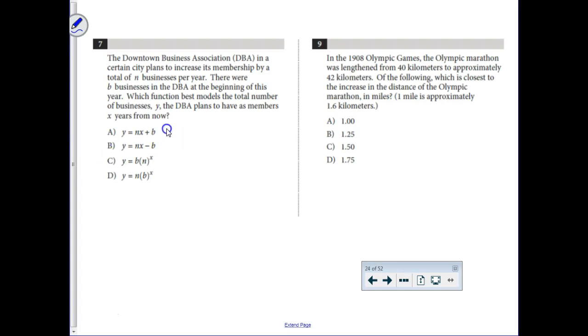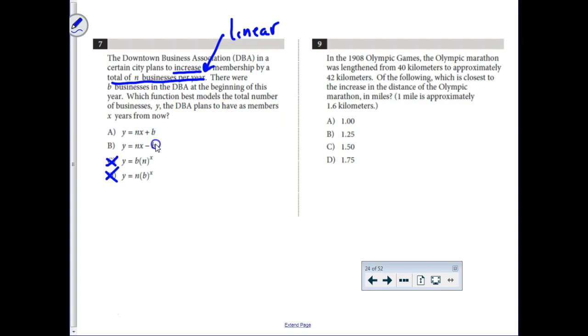All right, we have linear, linear, exponential, exponential. So I guess we need to figure out whether this is a linear growth or an exponential growth. They want to increase by a total of N businesses per year. You would use an exponential function if they said things like you're going to double it, it's going to grow, it's going to increase exponentially, you're going to triple it. Did any of those words show up in this problem? No. So we're just increasing by N businesses per year. That's fancy talk for you have a linear growth. So it's one of these, not these.